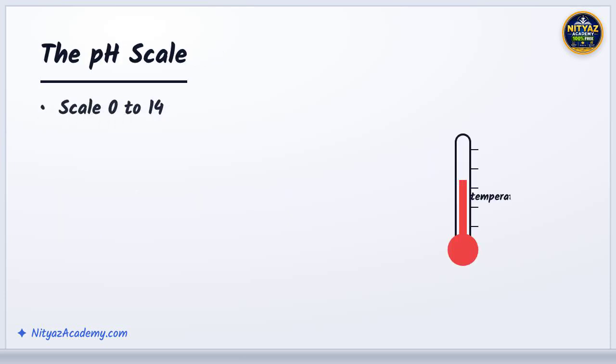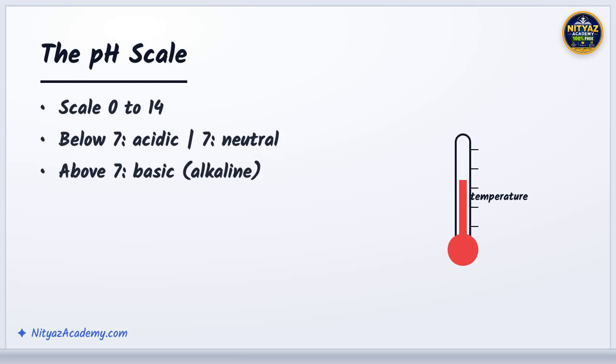The pH scale measures how acidic or basic a solution is, from 0 to 14. Below 7 is acidic, with lots of hydrogen ions. Exactly 7, like pure water, is neutral. Above 7 is basic. Each step on the scale is 10 times stronger, so pH 3 is 10 times more acidic than pH 4. Small numbers, big differences.